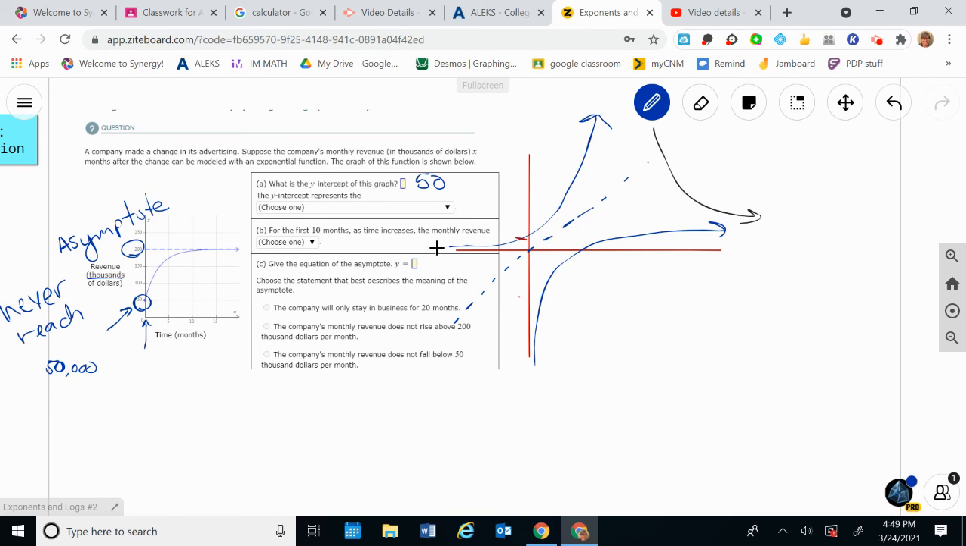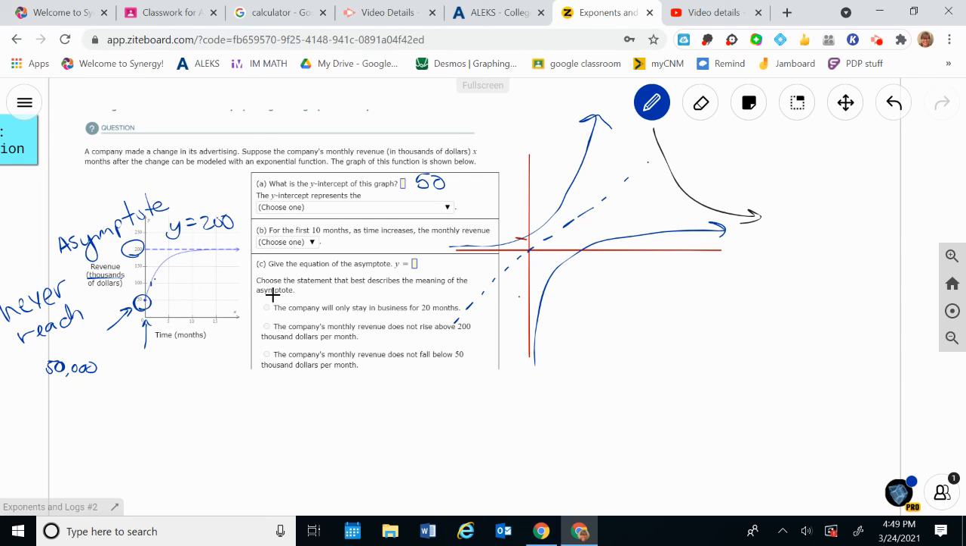For the first 10 months, as time increases, the monthly revenue increases rapidly. Check it out. It increases very rapidly. In fact, if you look here, this could probably be 1 right here. And if you look at the slope of this line, it went up 50,000, from 50 to 100, in maybe 1 year or 1 and something years. Give the equation of the asymptote. Y is equal to 200.